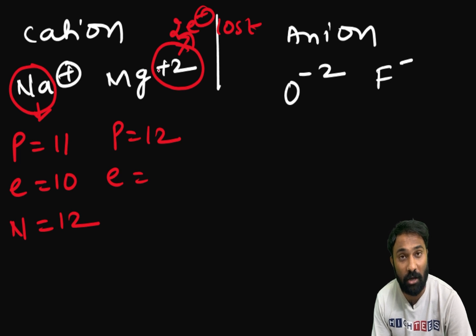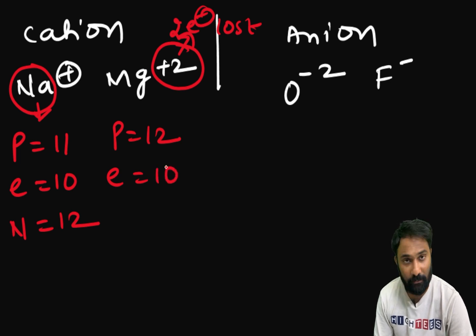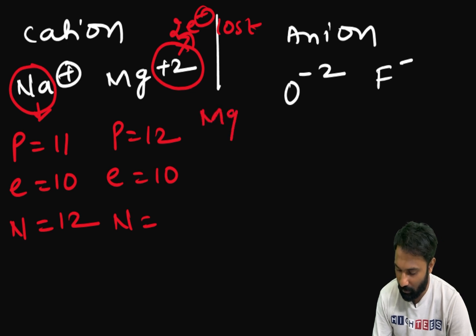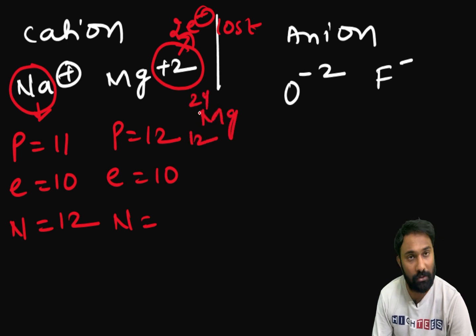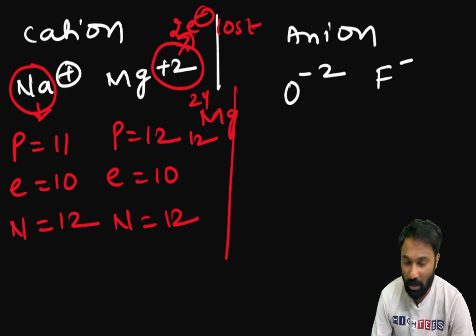This 2 indicates the loss of electrons. So 2 removed means 10. And neutrons: for magnesium 24, 12, if you subtract, neutrons will be 12. Clear? Comes to the oxygen.